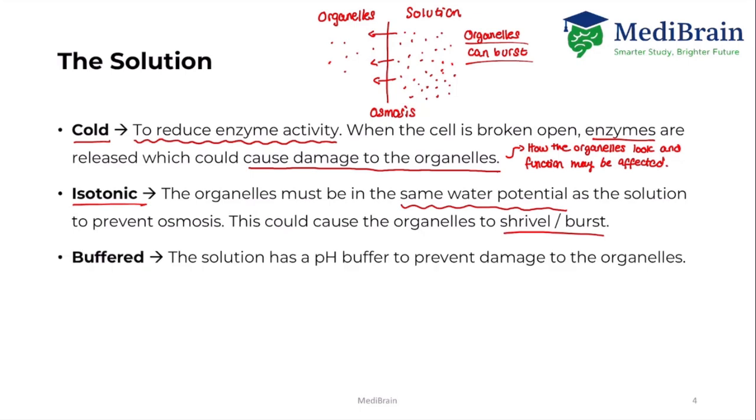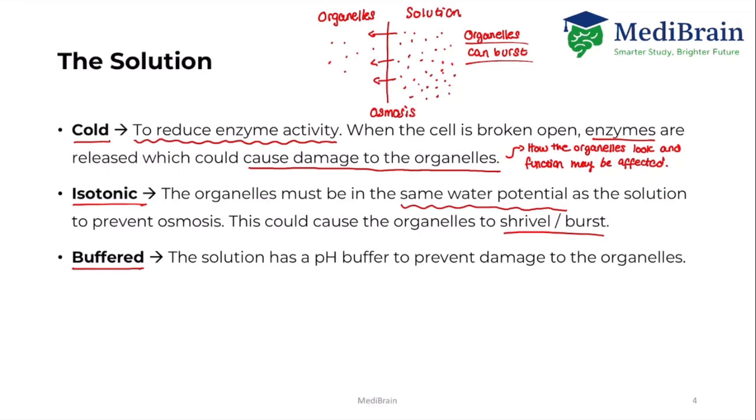And the final point that you need to know, the solution should also be buffered. And the reason why it must be buffered is to prevent damage to the organelles. Once again, all the reasons of this, it needs to be a cold, isotonic, and buffered solution is to prevent damage to the organelles. Okay, we don't want to damage the organelles at all. We want to observe the structure of the organelles and the function of organelles. We don't want our experiment to affect how the organelle works or acts in a different surrounding.